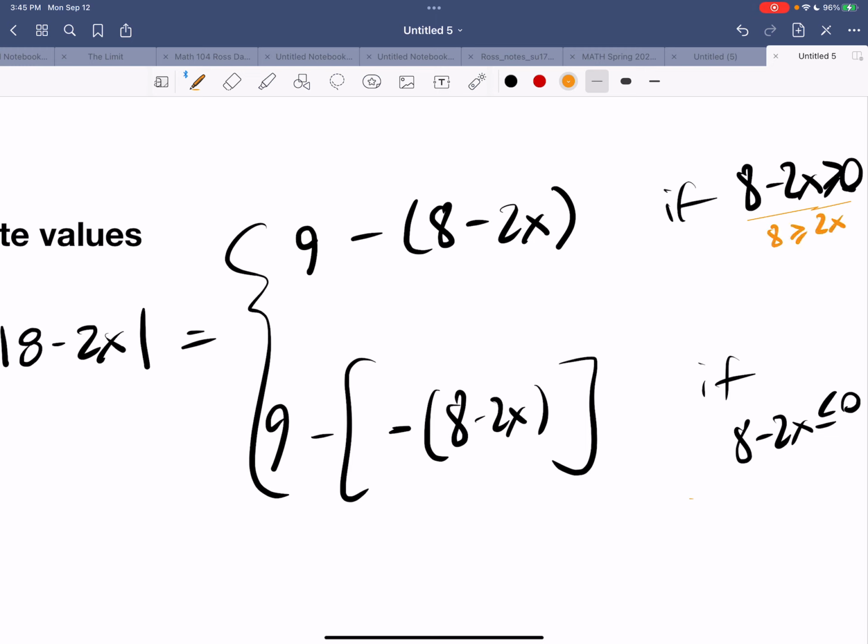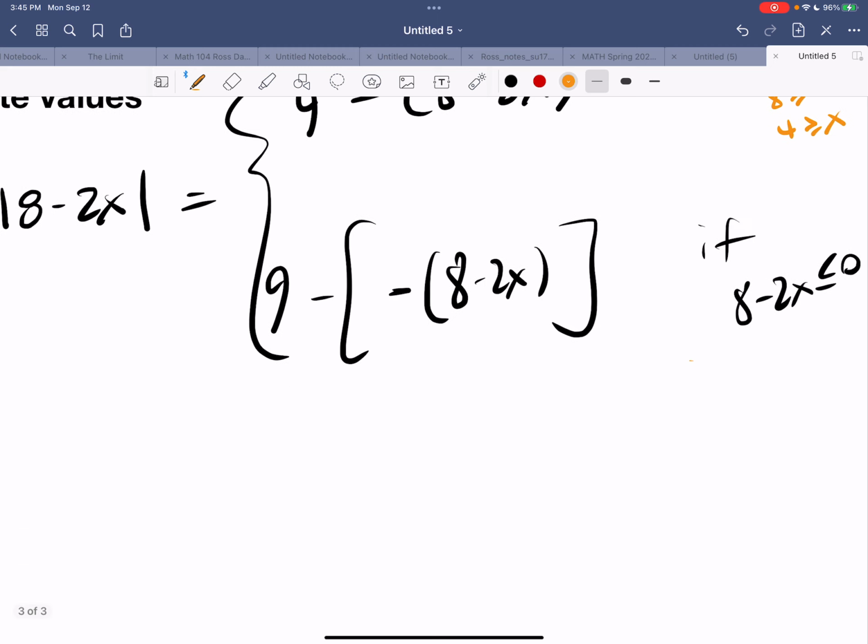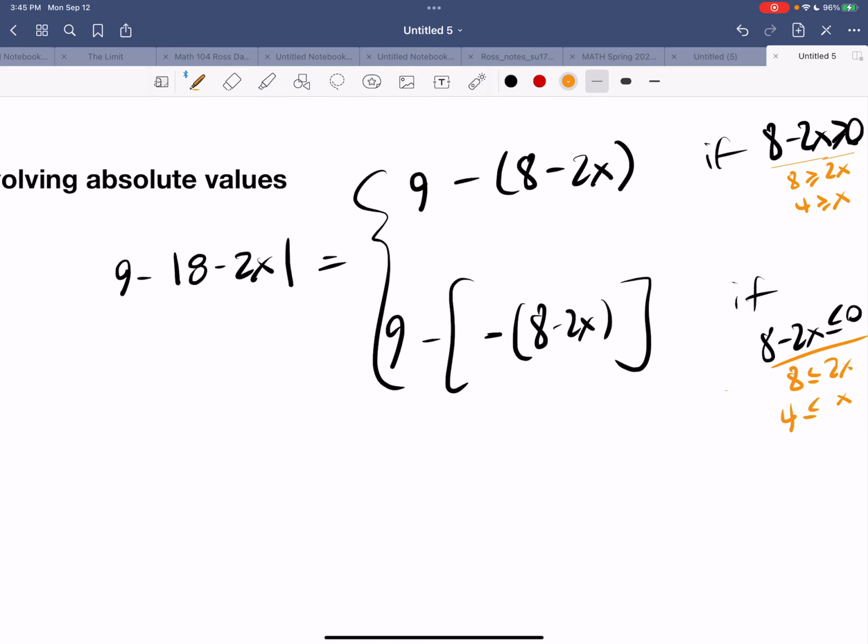Divide both sides by 2, and I get x is less than or equal to 4. And then over here, I'm going to add 2x to both sides, so I have 8 less than or equal to 2x. And I'm going to divide both sides by 2, x bigger than or equal to 4. Okay. And now I can simplify 9 minus 8 minus 2x. So that's going to be 9 minus 8, which is 1, plus 2x, right? Because minus negative, it's going to give me a plus.